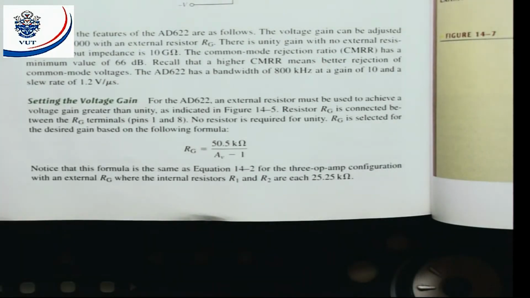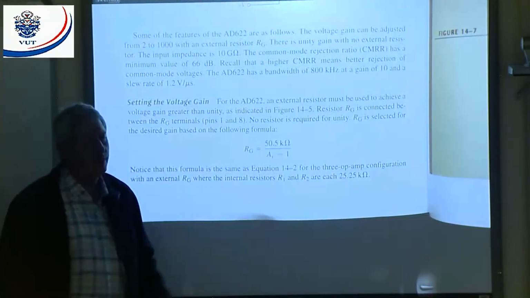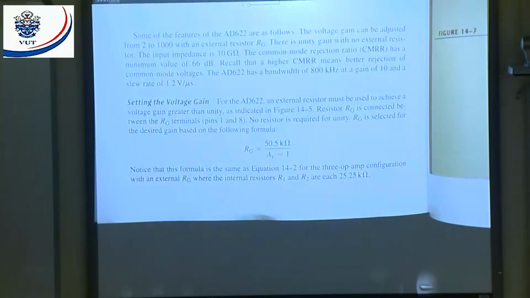They say setting the voltage gain for an AD622, an external resistor must be used to achieve voltage gain greater than unity as indicated in figure 14.5. Resistor RG is connected between RG terminals pins 1 and 8. No resistors required for unity. RG is selected for the desired gain based on the following formula. That's the basic formula. And here they say RG is equal to 50,5 kilo ohm divided by AV minus 1. That means that 50,5 kilo ohm is a constant value.